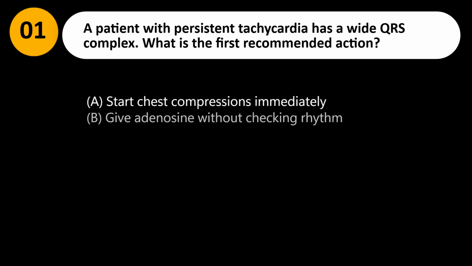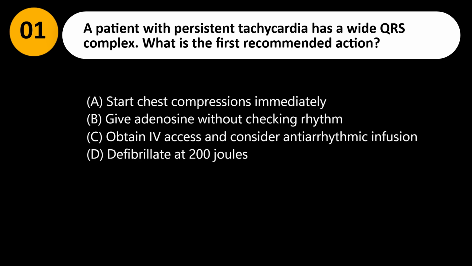A patient with persistent tachycardia has a wide QRS complex. What is the first recommended action? A. Start chest compressions immediately. B. Give adenosine without checking rhythm. C. Obtain IV access and consider antiarrhythmic infusion. D. Defibrillate at 200 joules.